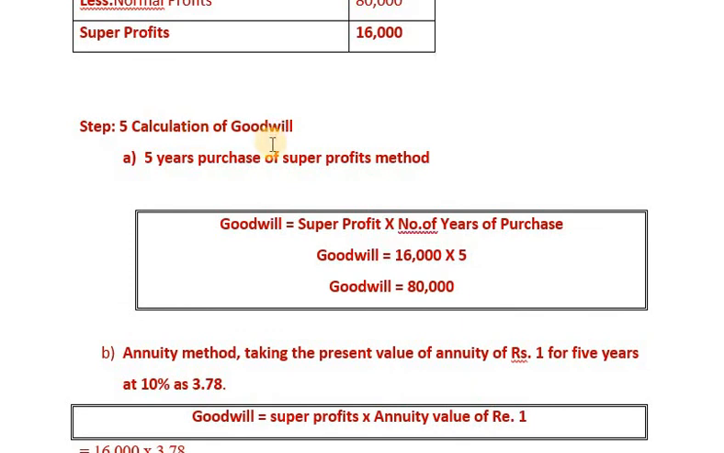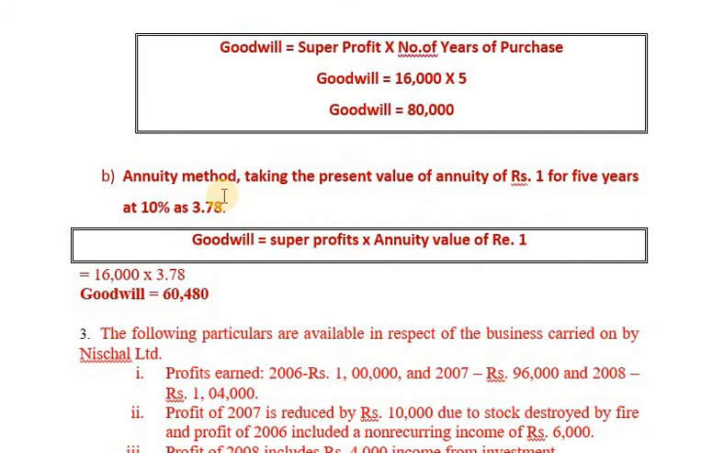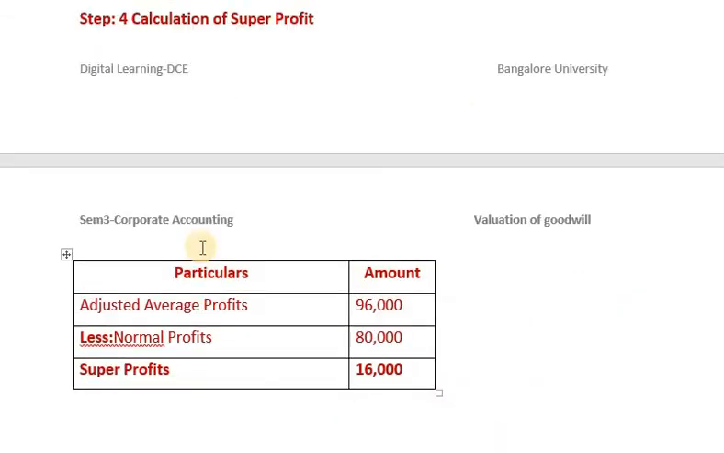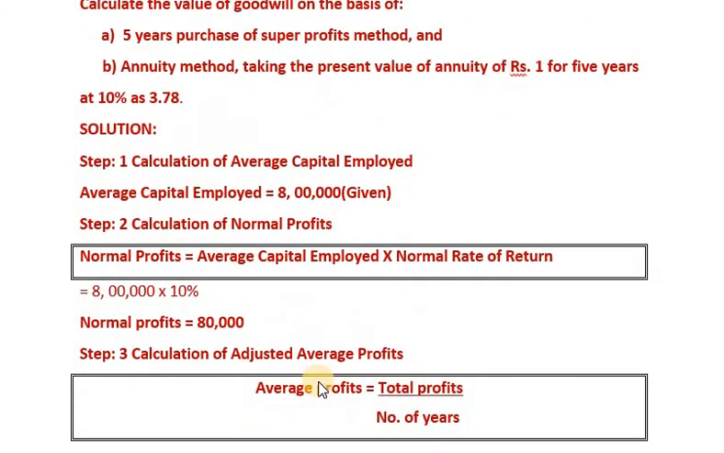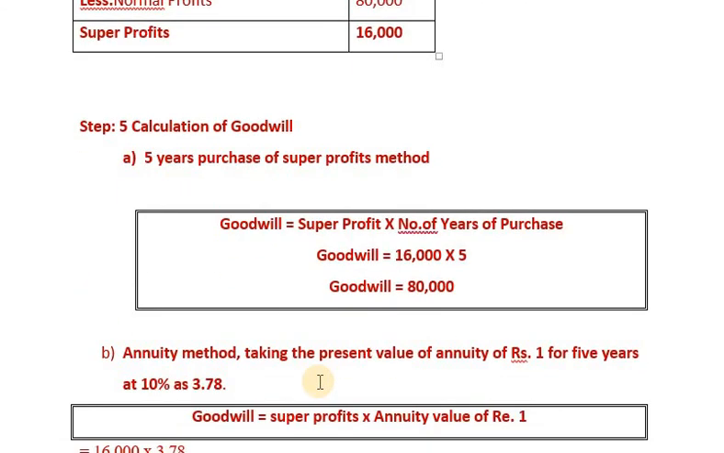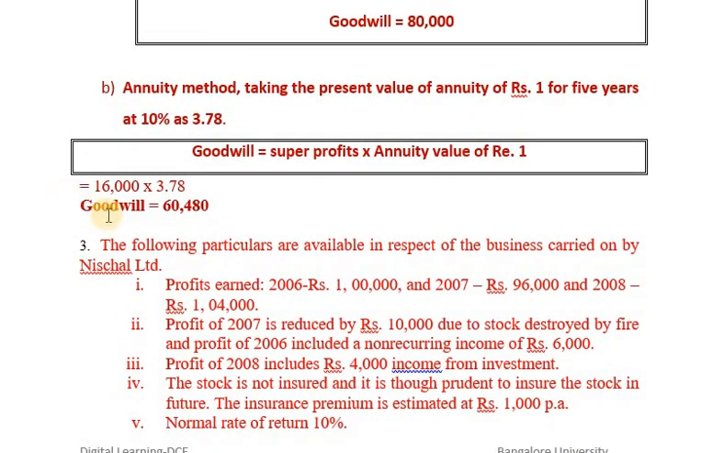Then calculation of goodwill. Under the super profit method, A, 5 years purchase of super profit: goodwill is equal to super profit into number of years of purchase. Super profit is 16,000, number of years of purchase is 5. Goodwill is equal to 80,000. B, annuity method, taking the present value of annuity of rupee 1 for 5 years at 10% as 3.78. So goodwill under the annuity method will be super profit into annuity value of rupee 1. The annuity value of rupee 1 given in the problem is 3.78. So accordingly, we have calculated the amount of goodwill: 16,000 into 3.78 comes to 60,480.